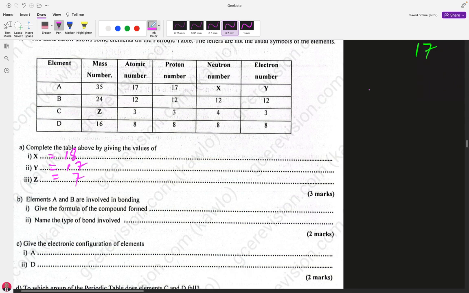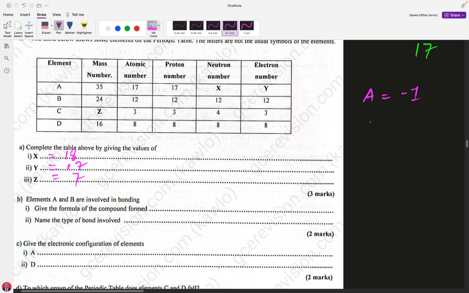We are using the letters, please. A is a group 7 element. So group 7 elements, or what we call the halogens, have a charge, a valency, of -1. So they gain 1 electron.